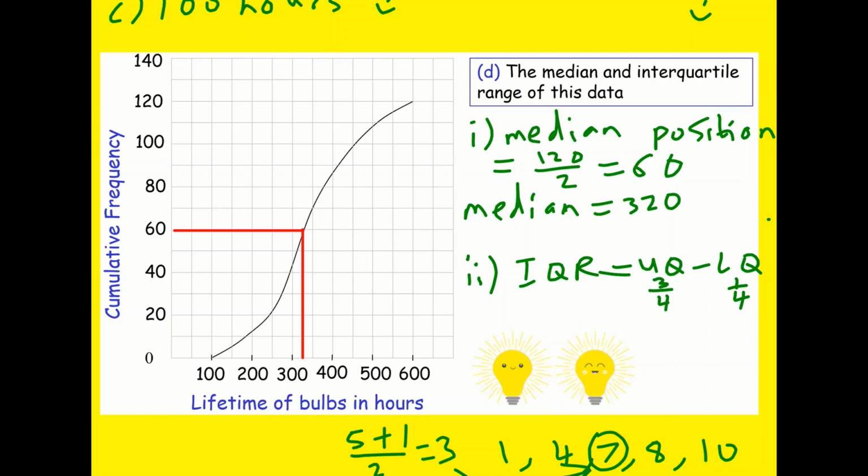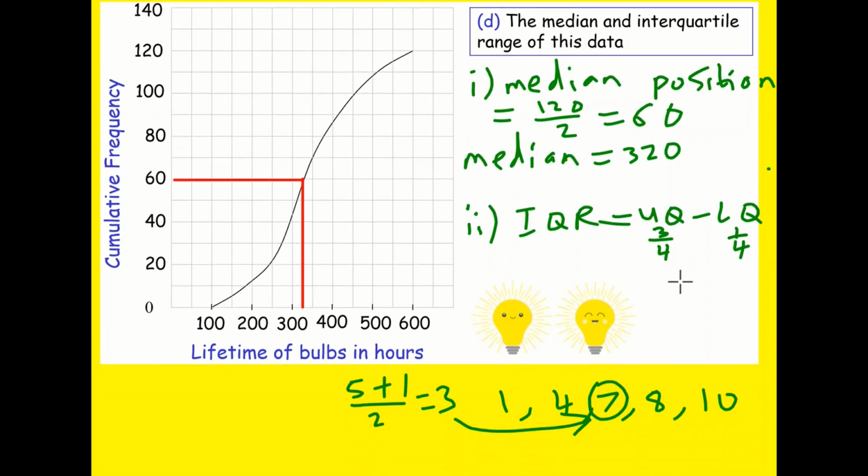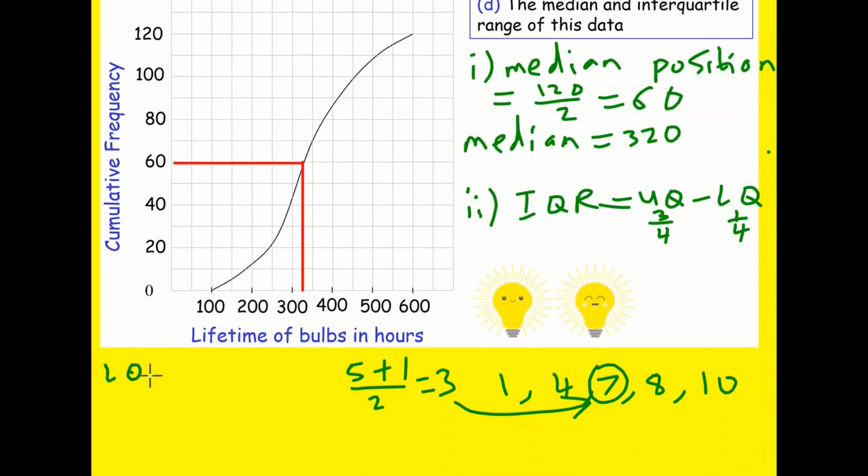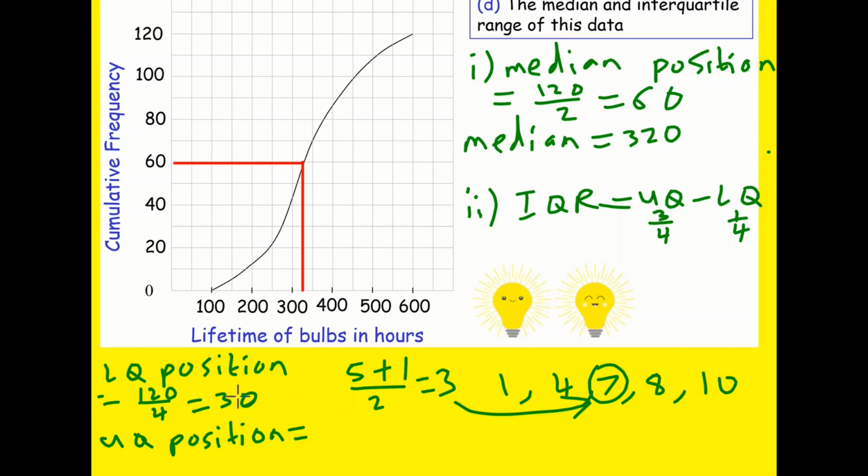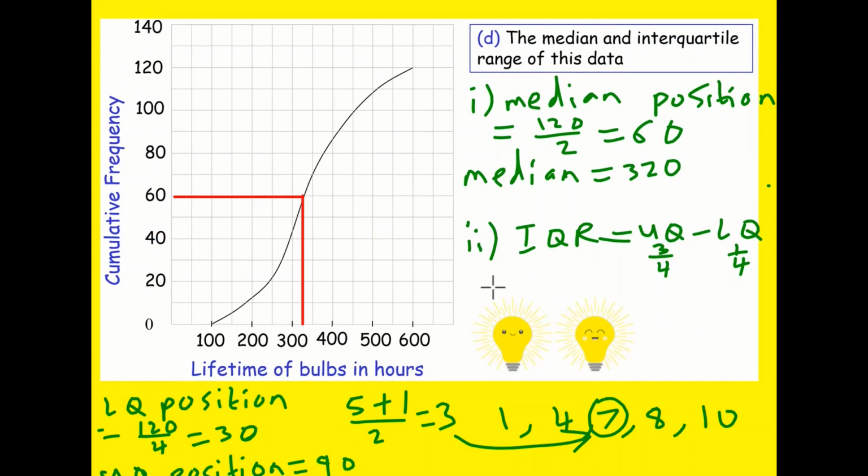So the lower quartile position, it's the position, not the lower quartile itself, is going to be 120 divided by 4, which is 30. And then the upper quartile position, sorry, that was meant to say 30. The upper quartile position is going to be 3 times that. It's going to be 90. And you can see that I'm going up in quarters every time.